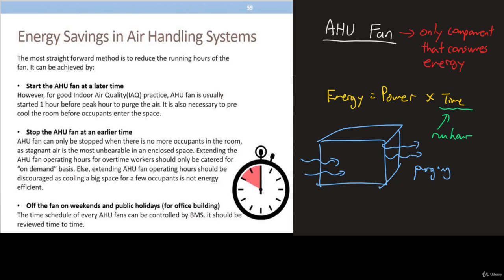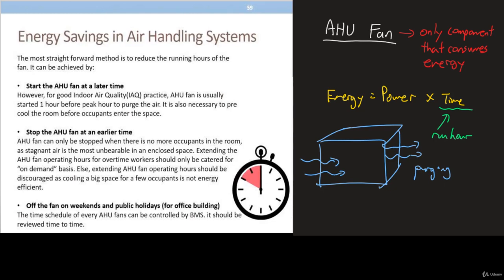Or you can try to stop the AHU at an earlier time. When there are no more occupants in the room, maybe at 7 o'clock you know that the office is empty, then you cut off the AHU fan. Because people are very sensitive to stagnant air, usually you cannot switch it off too early. You have to ensure that there are no more occupants. If you know that a particular office usually releases at a much earlier time, then it's possible to do that. If not, it's quite a challenge to use this strategy as well.